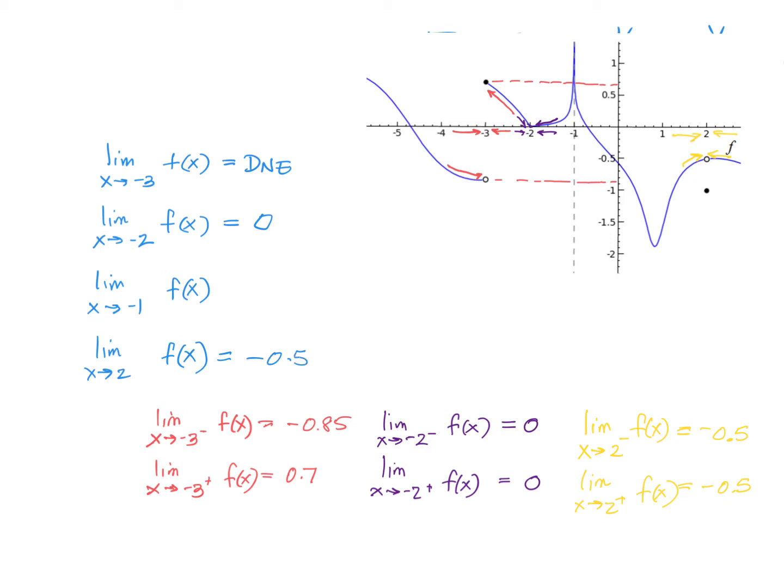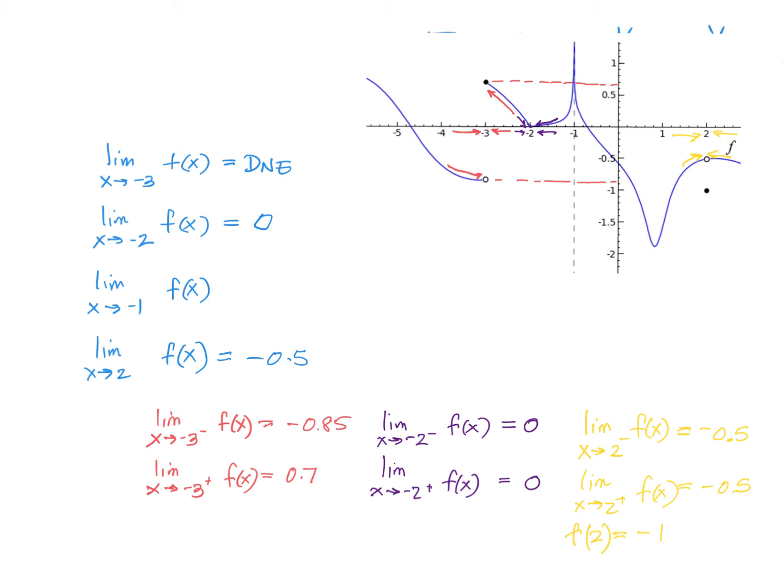And hopefully that's what you got for your answer. Notice that at 2, so if we looked at f of 2, the value is actually -1. f of 2 is actually -1. But that does not affect the limit. Remember, the limit is what the function is approaching. We're not concerned about what's happening exactly at 2.